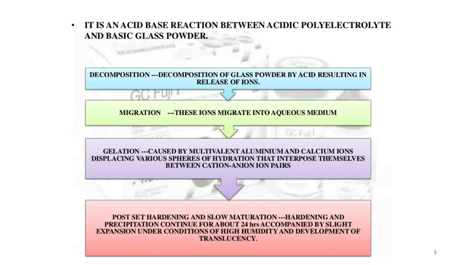Decomposition of glass powder by acid results in the release of ions. In the migration phase, the ions migrate into the aqueous medium. In the gelation phase, caused by the multivalent aluminum and calcium ions displacing various spheres of hydration that interpose themselves between the cation-anion pairs. Post-setting hardening and slow maturation phase, where hardening and precipitation continue for about 24 hours, accompanied by slight expansion under conditions of high humidity and development of translucency.